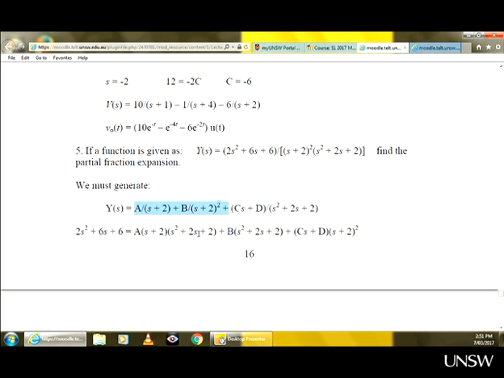The other tricky part is this second term here, the second order polynomial, S squared plus 2S plus 2. This one cannot be factorized. You can try, and you will find that this polynomial has complex conjugate roots, so it cannot be factorized. If it can't be factorized, then you still take it, but the numerator in this case has to be in this form, CS plus D, because you leave it as a second order polynomial. So the denominator here is a second order polynomial. The numerator has to be a first order polynomial.